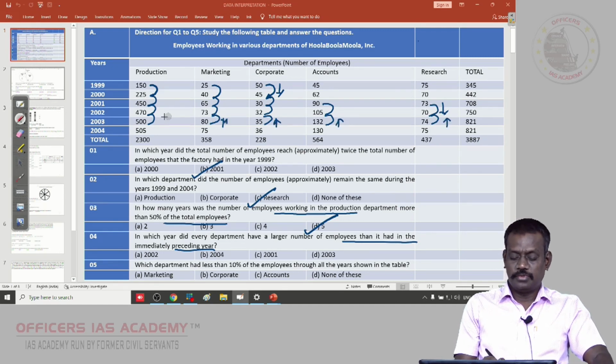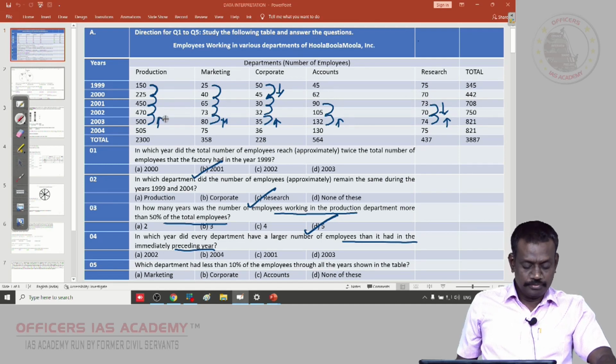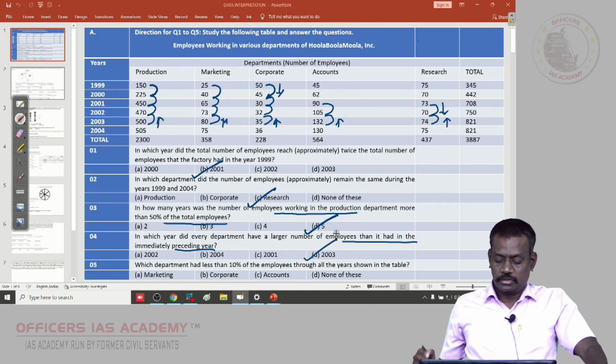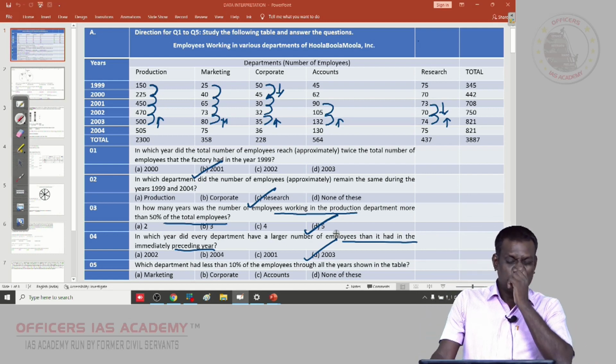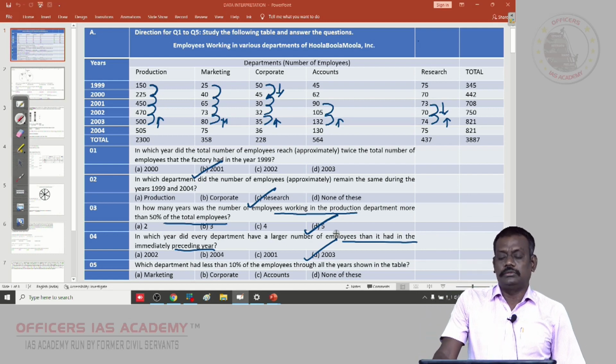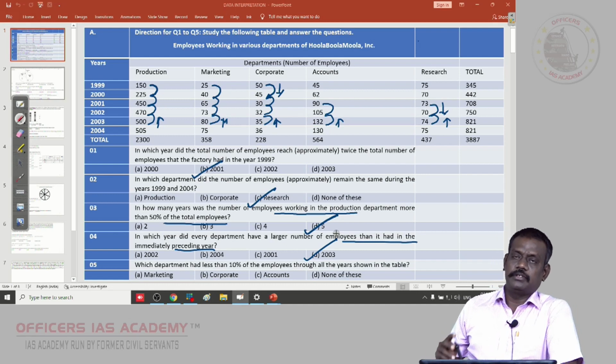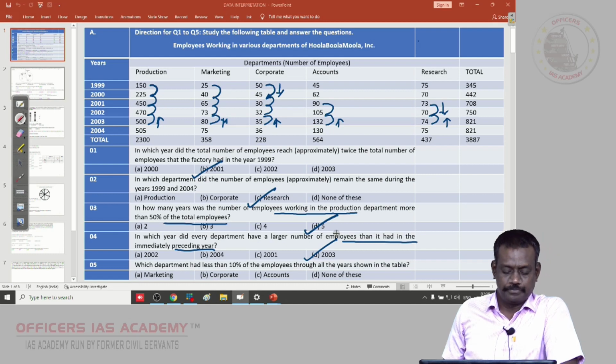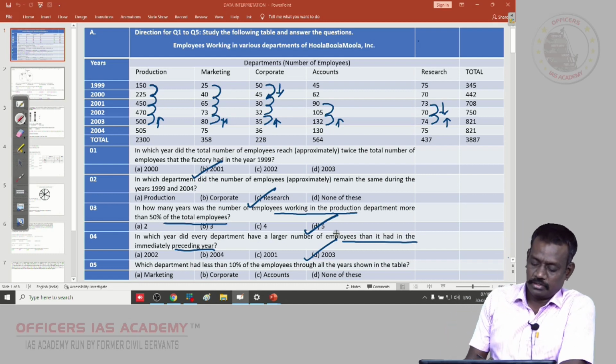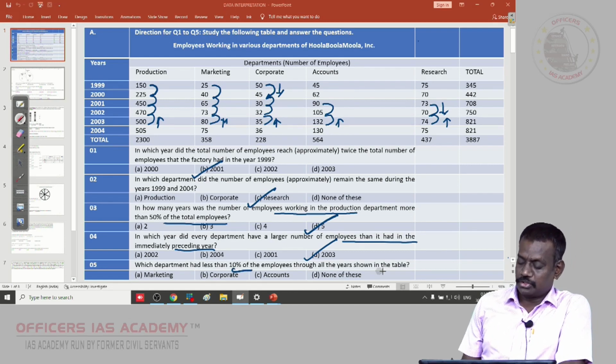Okay. So it means in the year 2003, all the departments, the employees have increased compared to the preceding year. Clear, students? Okay. And the final question, which department had less than 10% of the employees through all the years shown in the table?